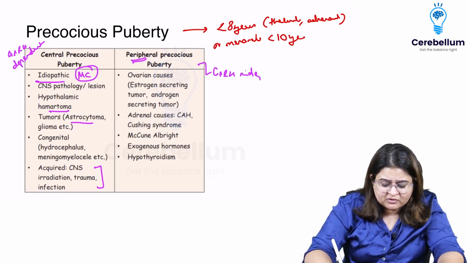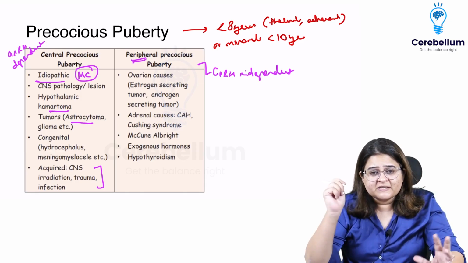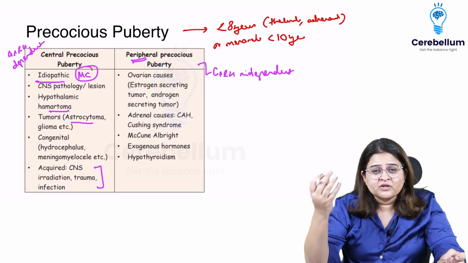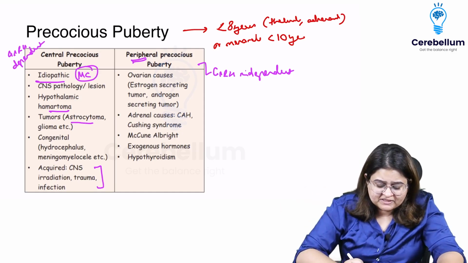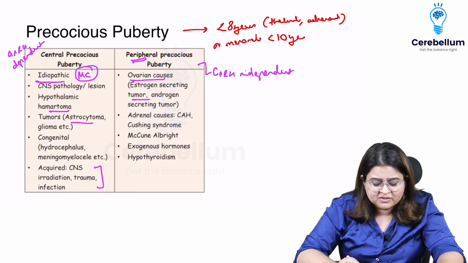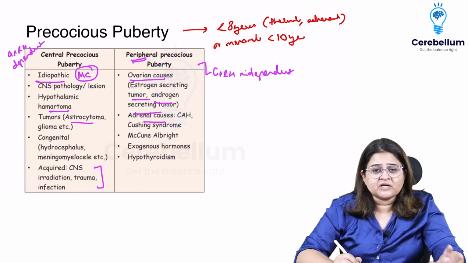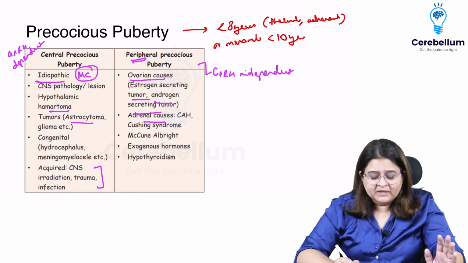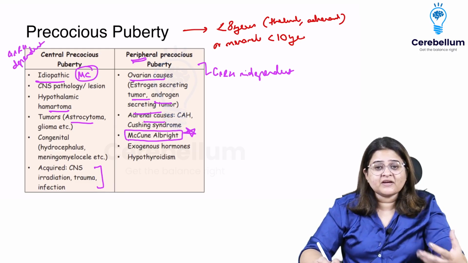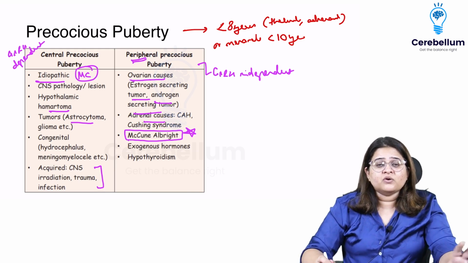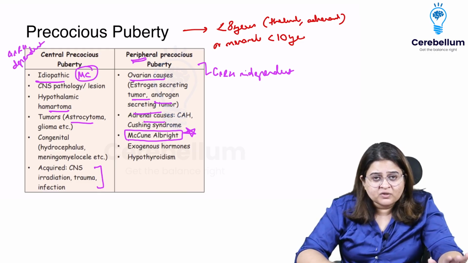That means the problem is not starting from the brain. The problem is that estrogen, progesterone, especially estrogen secretion, is happening elsewhere. So either an ovarian or an adrenal cause is causing the estrogen to be secreted. So you have estrogen secreting tumors or androgen secreting tumors, adrenal causes like congenital adrenal hyperplasia, Cushing syndrome. There's something called McCune-Albright syndrome, which commonly gets asked in the exam. Then you have exogenous intake of hormones or thyroid disorders. These can all cause peripheral precocious puberty.